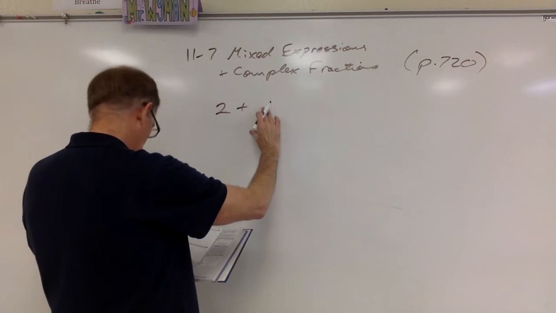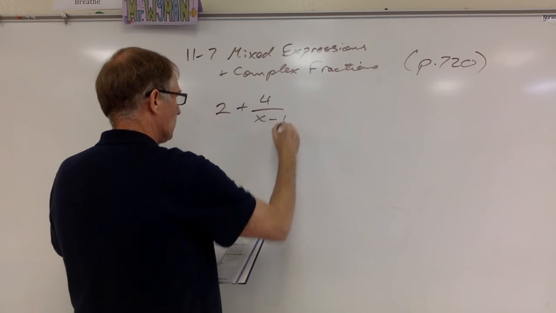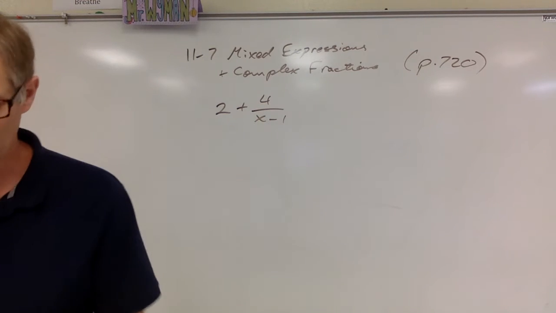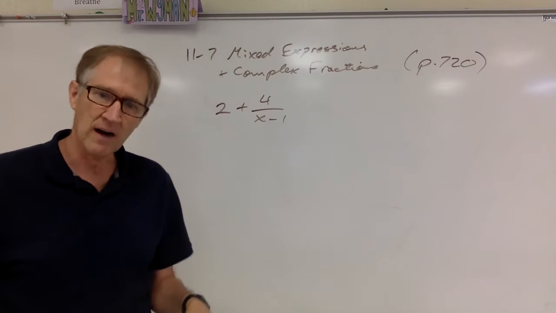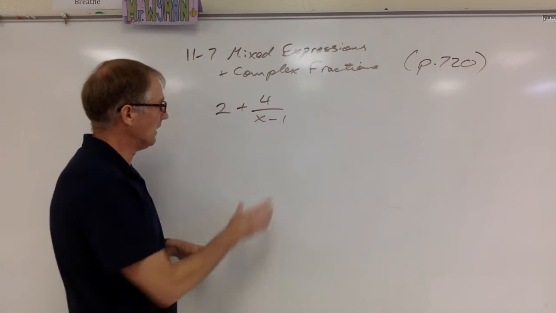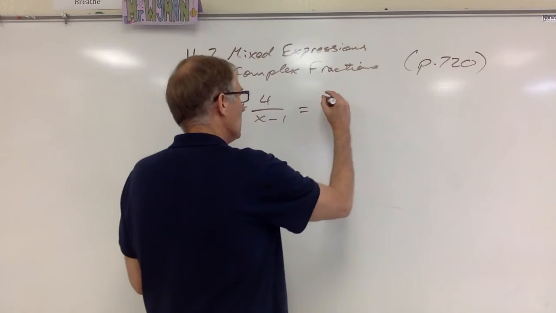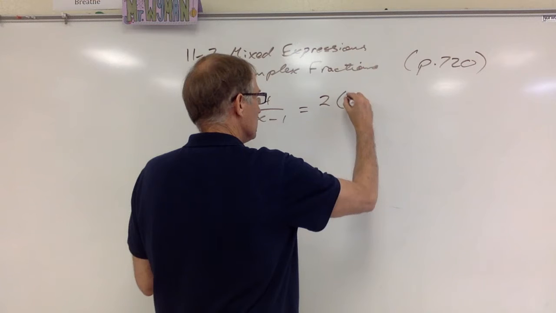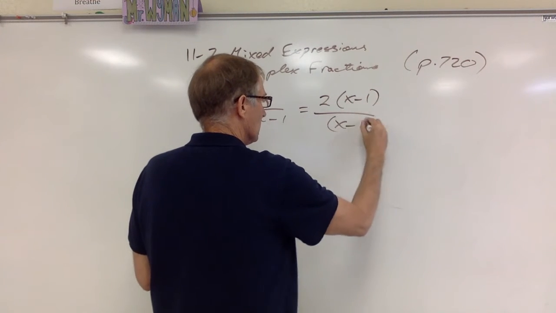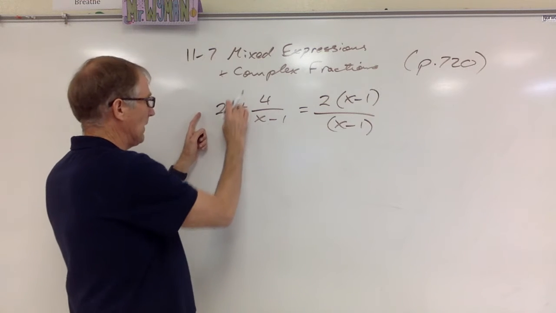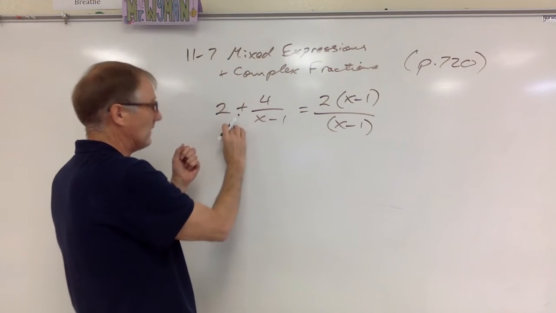If I have 2 plus 4 all over x minus 1, this is really just a continuation of what we did last time, where you can't add those because they don't have a common denominator. So the common denominator is going to be x minus 1, which means that you need to do this. I just multiplied that 2 by the common denominator. You remember when you do common denominator, you have to multiply in the numerator and denominator.